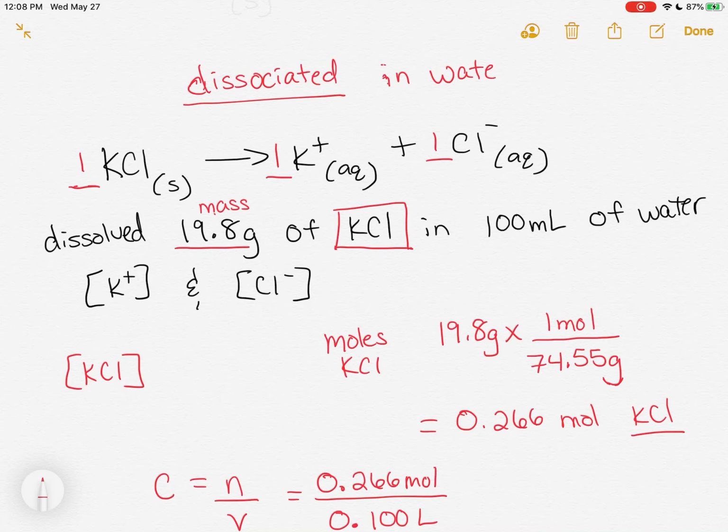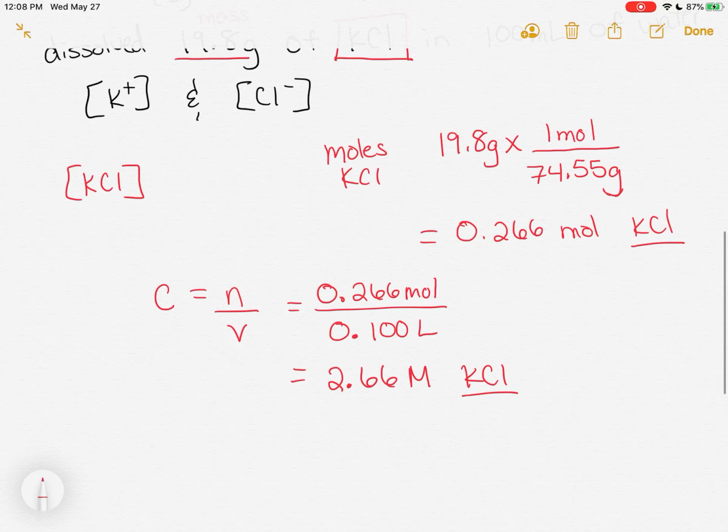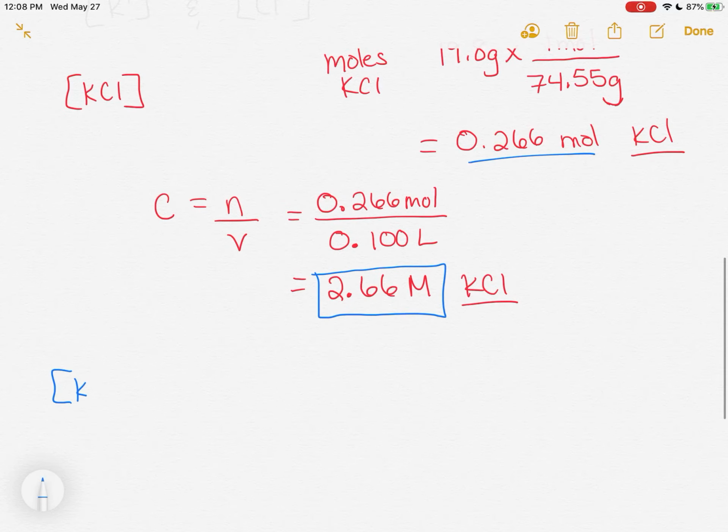Okay, so using our idea of stoichiometry, we know that if we had 1 mole of potassium chloride, we would have produced 1 mole of potassium ion and 1 mole of chloride ion. Okay, because they're 1 to 1 to 1. And so we can actually use stoichiometry not just with the mole value, but also with anything that includes moles as the unit, which means we can use it with concentrations as well.